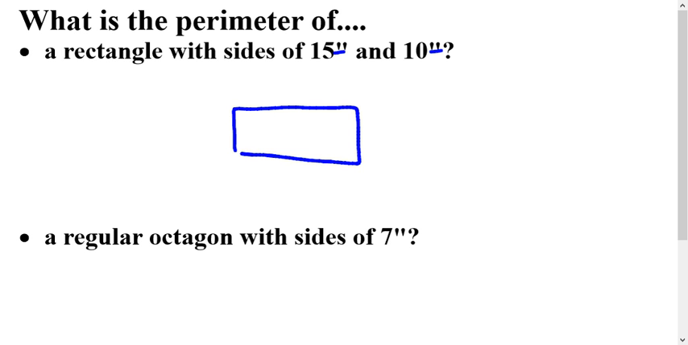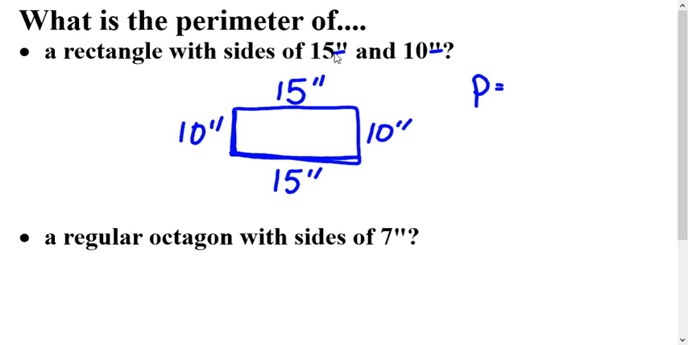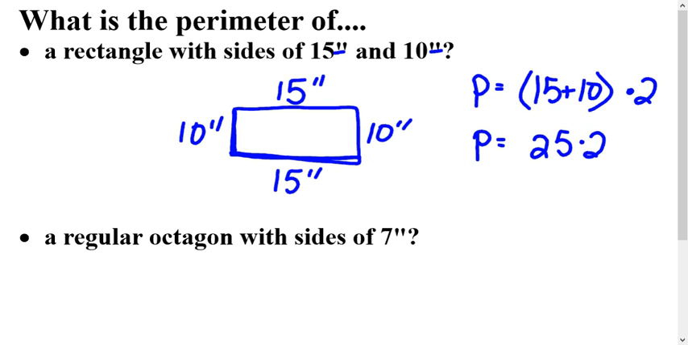So, a rectangle. I drew a rectangle, not a great one, with sides of 15 inches and 10 inches. If I wanted to find the perimeter, I know that this side is also 15 inches, and this side is 10 inches because they're congruent to the sides opposite. So my perimeter is 15 plus 10, and then I need to double that because I have 2 sets of 15 and 10. And so that gives me 25 times 2, which is 50 inches for my perimeter.